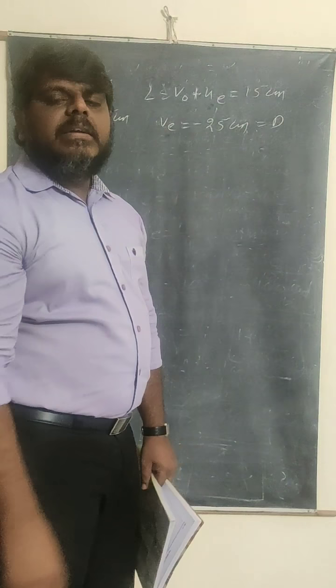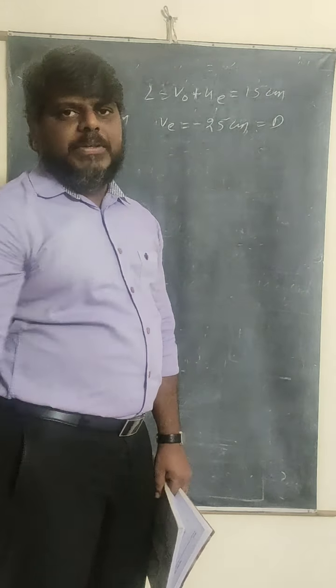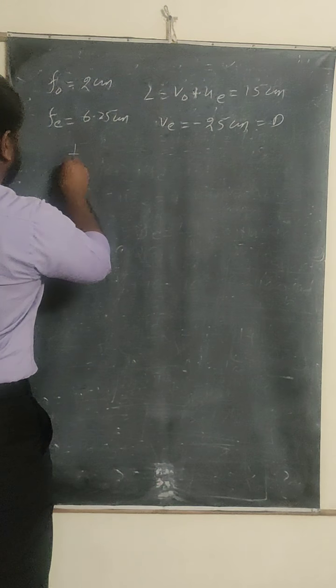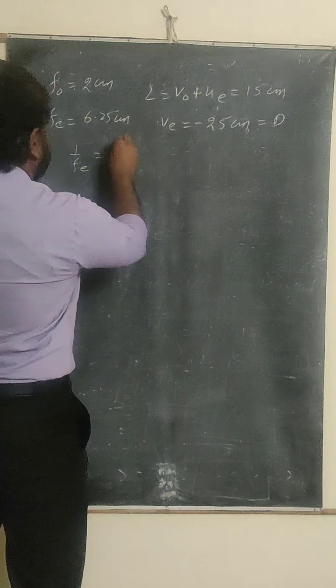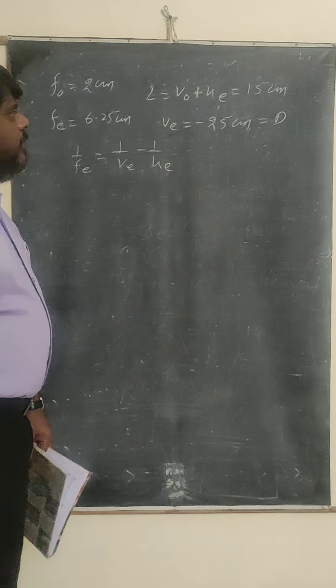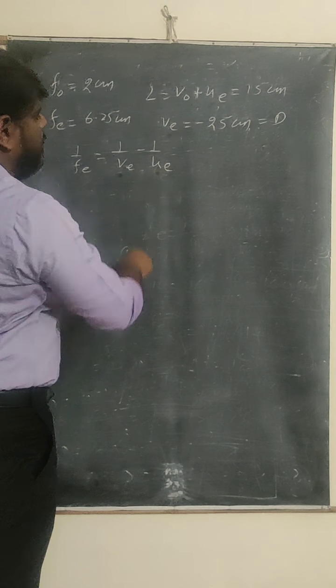Once you can get the V naught, it will be very easy to find the U naught also, by using the lens formula for the objective. Write down the lens formula for the eyepiece first. 1 by Fe is equal to 1 by VE minus 1 by UE. The VE value is there with us, we have to find the UE value.